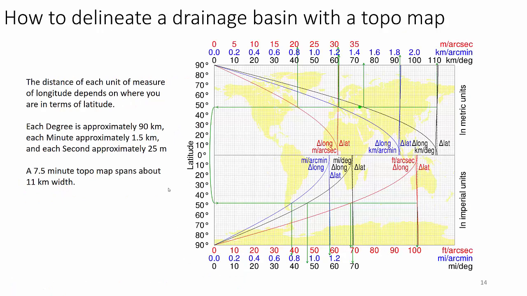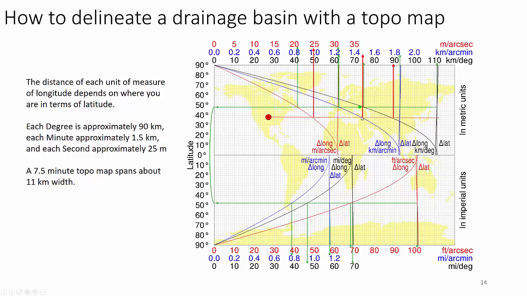So we can use a nomograph like this, or you can calculate it using arc degrees, but I think it's easier just to use this nomograph. So the distance of each unit of measure in longitude depends on where you are in latitude. So let's say we're right here, roughly the middle of the United States, and we draw this line across this nomograph, and where it hits the red line up here, that's in arc seconds, then we can say an arc second is roughly 25 meters.